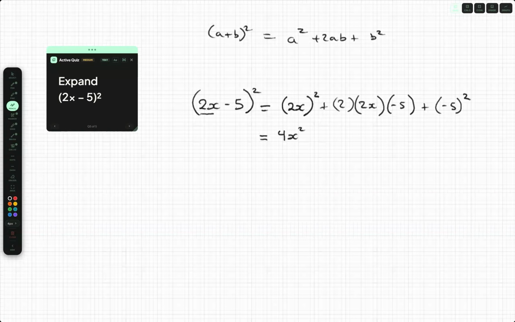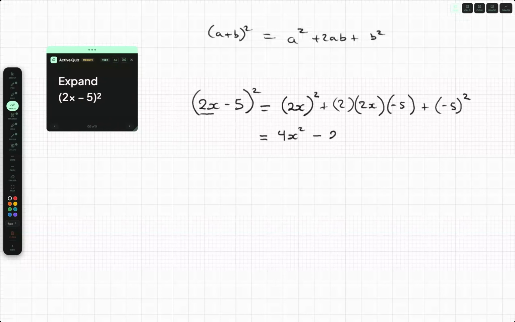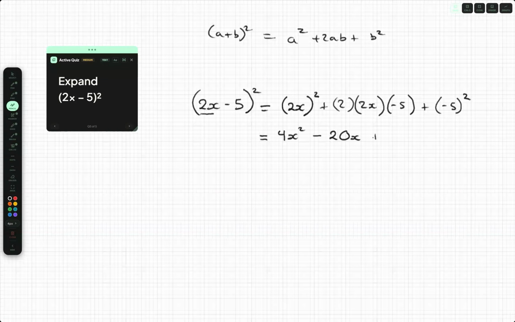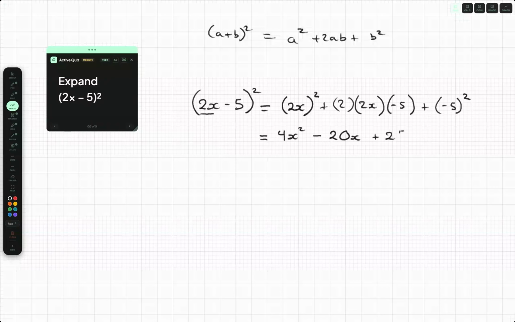Okay, 2 to the power of 2 is 4, x to the power of 2 is x squared. Okay, 2 times 2x is 4x, times negative 5 will be a negative 20x. And then plus, well, 5 times 5 is 25, and negative times negative is a positive, so plus 25.